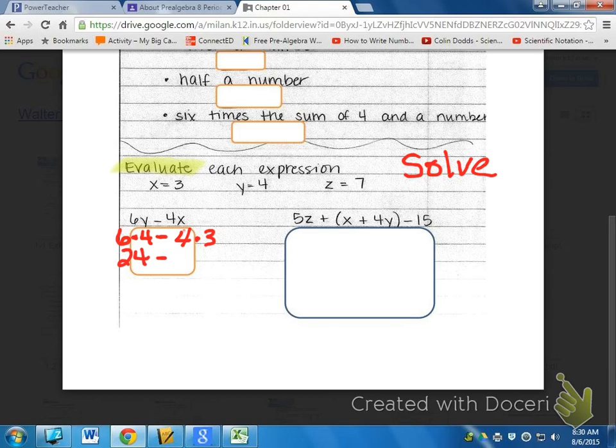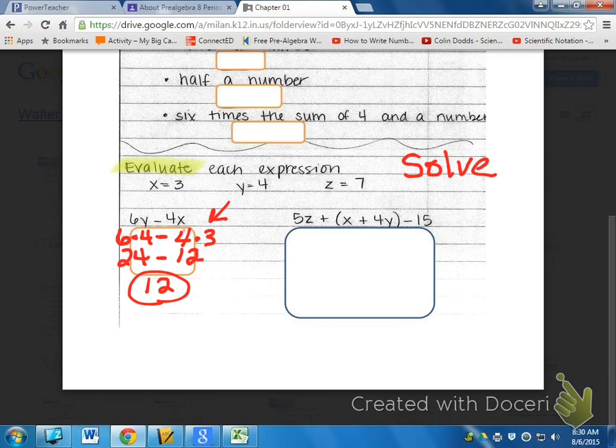Minus, and then 12. And my final answer is 12. Very good. When you're doing these problems today, make sure that you first plug in the numbers that are being represented by those variables, and then solve by order of operations. Very good. Okay, let's look at that last problem.